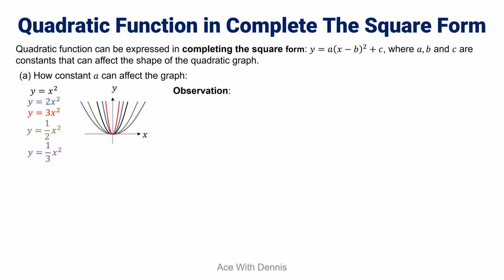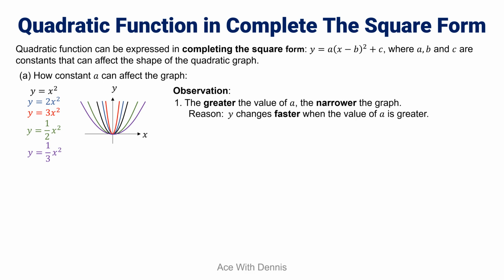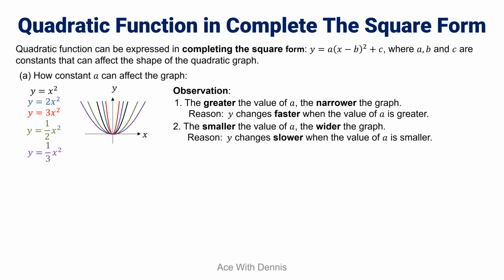So from here are a few observations that we can see. Number 1, the greater the value of a, the narrower the graph. What is the reason? This is because y changes faster when the value of a is greater. Number 2, the smaller the value of a, the wider the graph. The reason is that y changes slower when the value of a is smaller. So the conclusion that we can make from here is that the constant a determines the width of the graph.